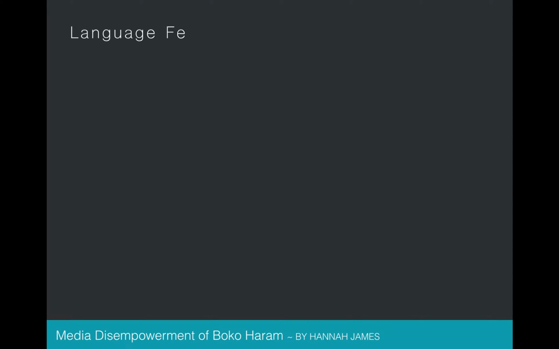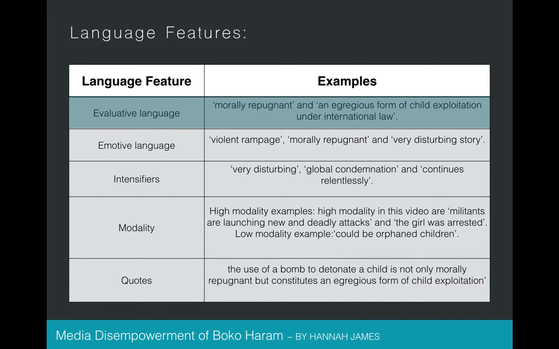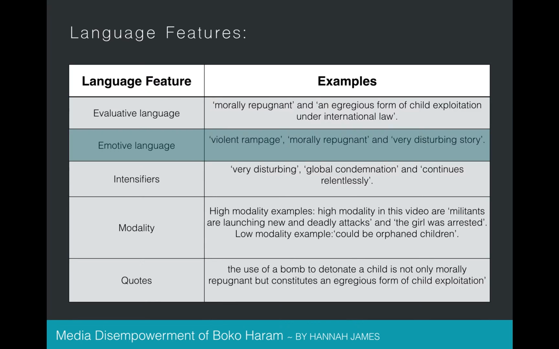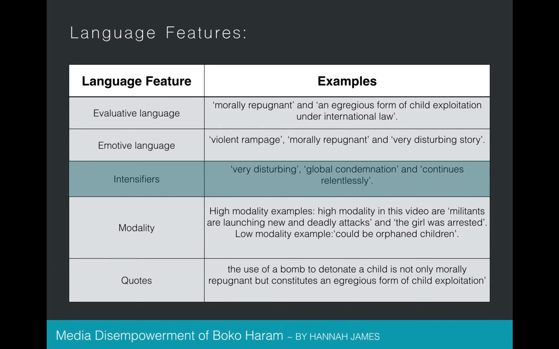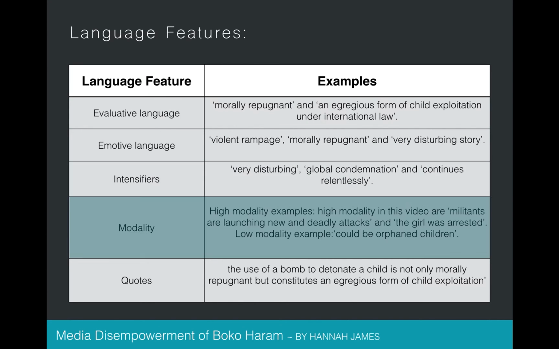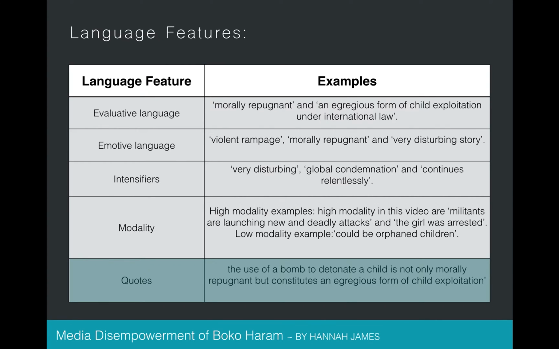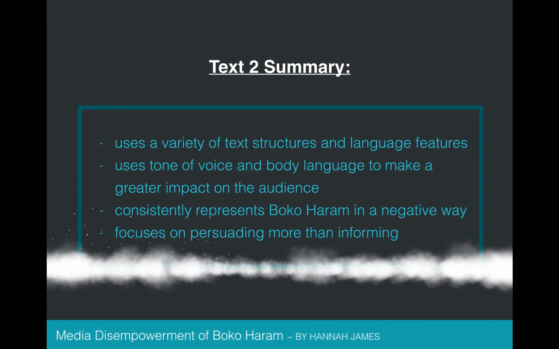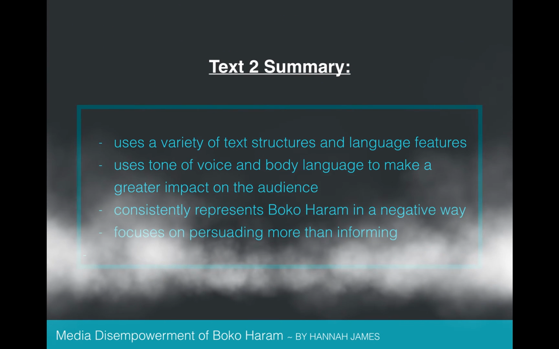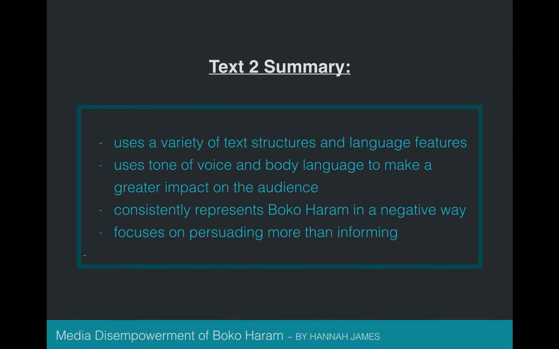Text 2 contains 5 main language features. Examples of these language features can be seen in the table below. Evaluative language is used to tell the reader that what Boko Haram is doing is wrong. Emotive language is used to provoke a response from the reader. Intensifiers are used to exaggerate particular statements. Modality is used to express various levels of certainty, and quotes have been used to give credibility to a statement. Ultimately, it's clear that text 2 consistently represents the Boko Haram militant group in a negative way.